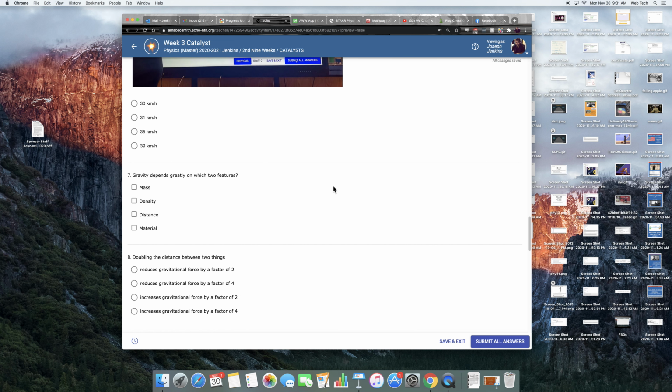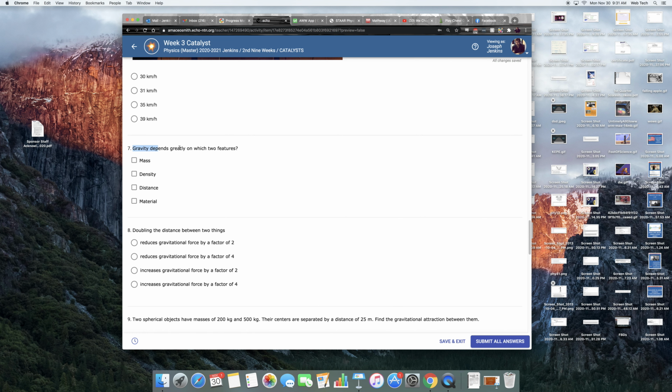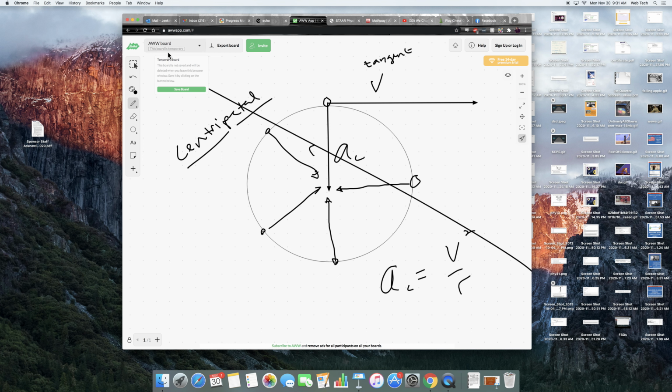Okay, how about this one? Gravity depends on which two features? Isaac Newton figured this out. He called it universal gravitation.